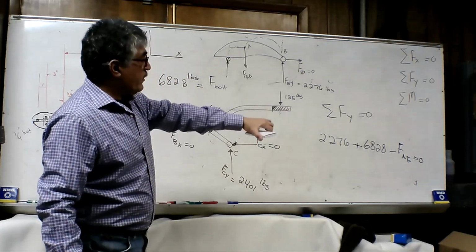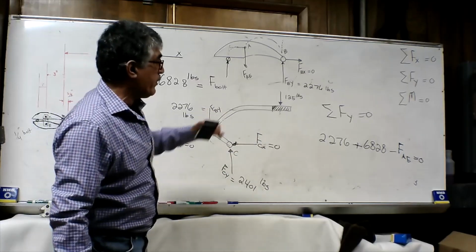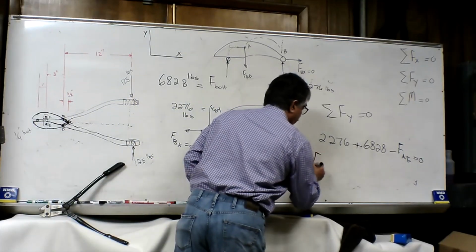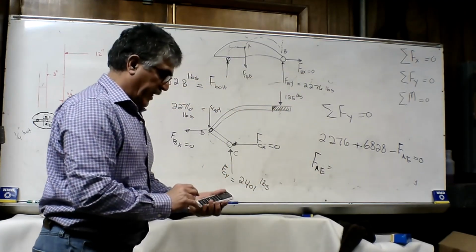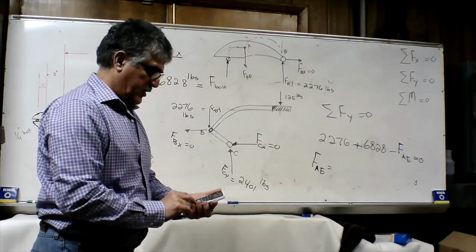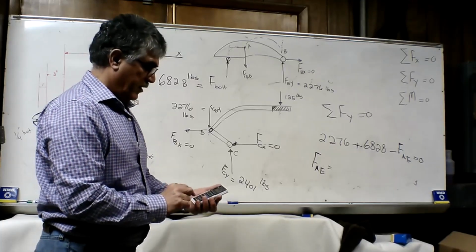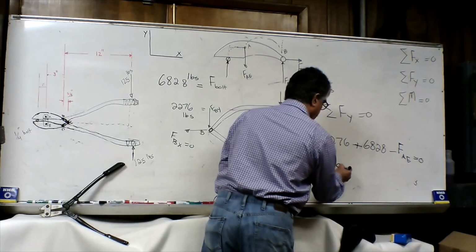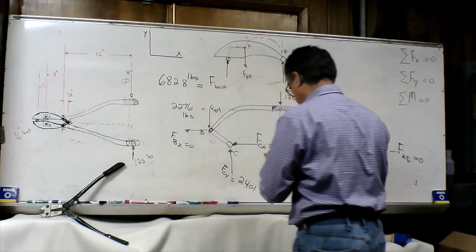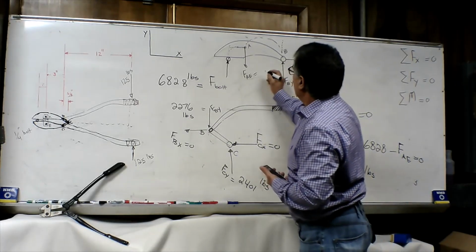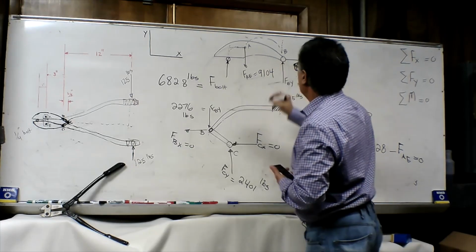So if we solve this equation for force in member AE, the force in member AE will be equal to 6828 plus 2276, which is 9,104 pounds. So this force is 9,104 pounds.